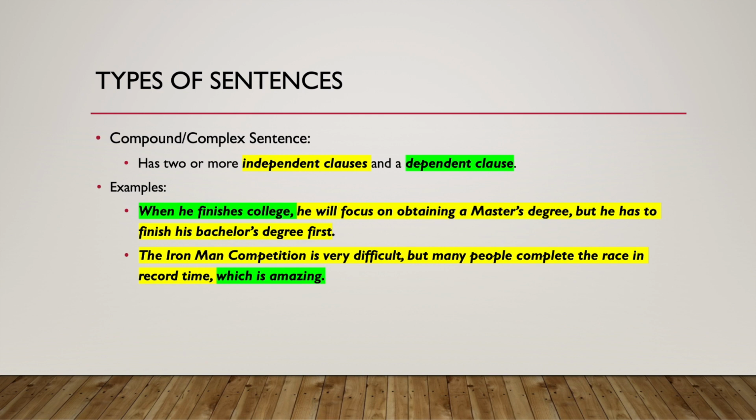Let's look at the next example. The Ironman competition is very difficult, but many people complete the race in record time, which is amazing. So in this example, the very first part of the sentence is an independent clause, a complete sentence, joining another independent clause or complete sentence using the coordinating conjunction again, but with a comma before it. And then the dependent clause is at the end, which is amazing. That is not a complete sentence.